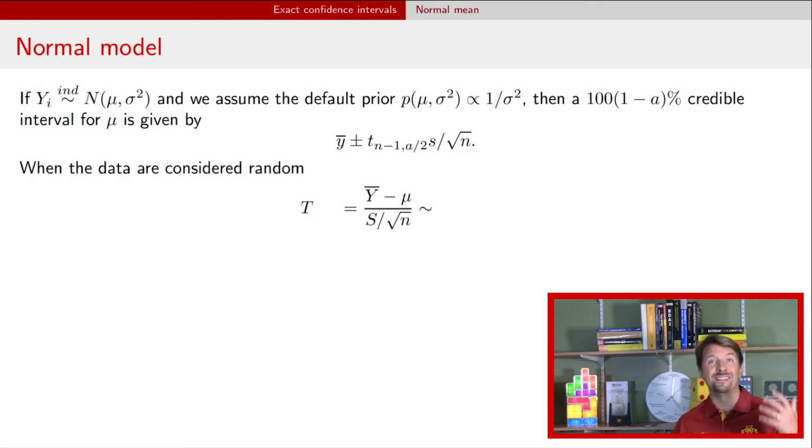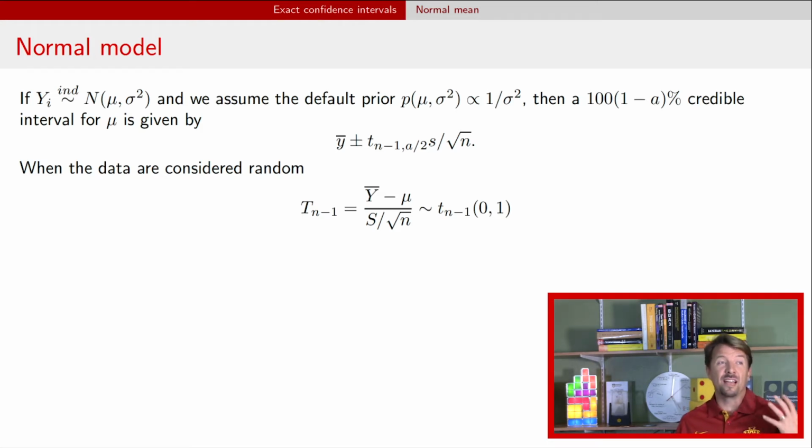Now, if we think about the data as being random, then we can calculate this quantity right here: the sample average minus the true mean, divided by the sample standard deviation over the square root of the sample size. And you should know right away what distribution this quantity has. If you don't, there's a hint up here and a suggestion that maybe you go watch that video, because the solution here is that it's a standard t distribution with n minus 1 degrees of freedom.